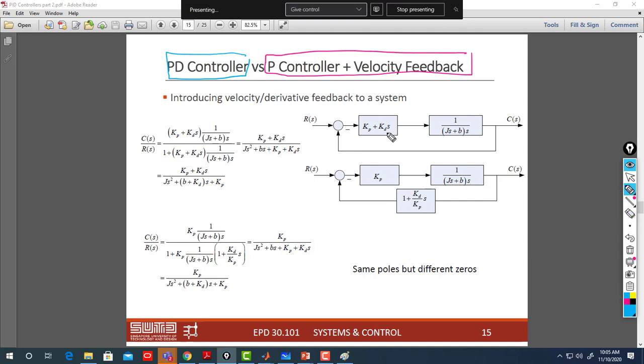This is PD controller here. And here is P controller plus velocity feedback. Here is velocity feedback or derivative feedback, as in your project. In your project, I'm asking you to add 1 plus, so you have velocity feedback.